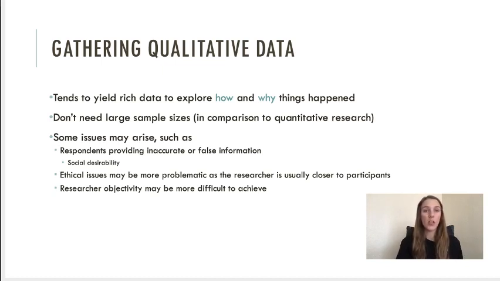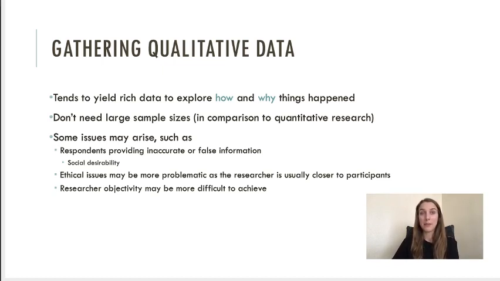So when we're working with qualitative data, we don't need large sample sizes, all right? But we have some issues that we're concerned with. We're concerned with respondents providing inaccurate or false information. We have something called the social desirability effect. This is particularly prominent in, what this is, people lying, all right, to come off as socially desirable.